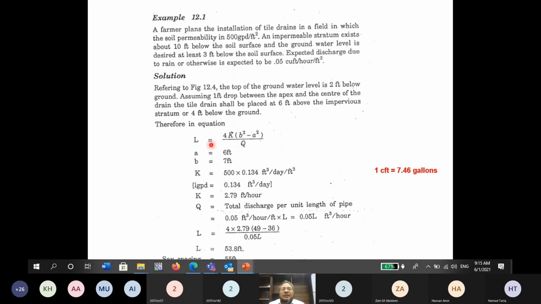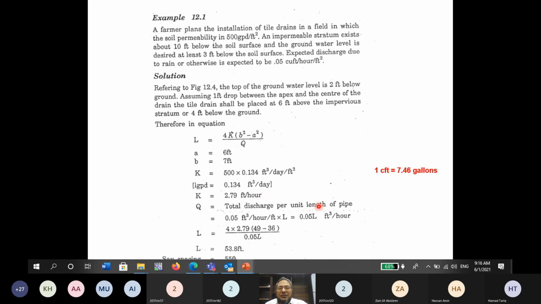Now the K, hydraulic conductivity, is given as 500 gallons per day per square feet, and you know that 1 gallon per day is 0.134 cubic feet per day, or we know that 1 cubic feet is 7.46 gallons, whatever relation you want to use. Anyway, the K was converted to units of feet per hour. We know that the coefficient of permeability has units of length over time. So 2.79 feet per hour.